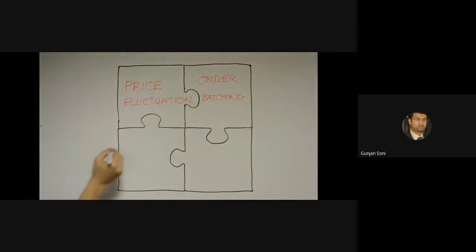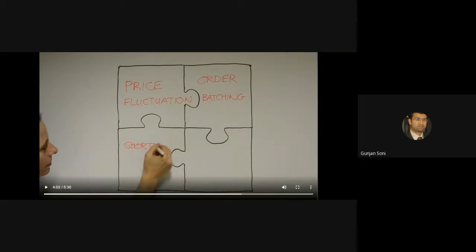Shortage gaming. If product demand exceeds supply, manufacturers ration products, while customers exaggerate their orders. So shortage gaming is the third one, which you often see with onions and potatoes in the Indian economy.